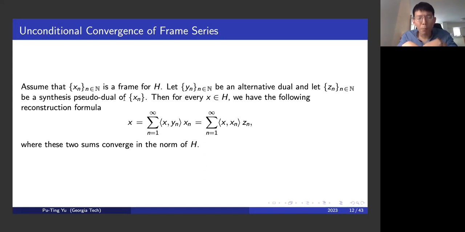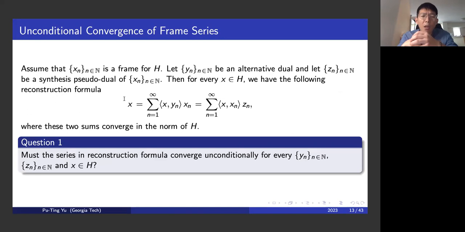So that means when we permute the order of xn, we may lose some of these nice sequences yn and zn. So of course, we want to see if there exist some frames such that this reconstruction formula converges unconditionally for every alternative dual and every synthesis pseudo-dual and every x in H. And we briefly mentioned that this is not possible for every frame. So let me first give a counterexample to the following question. Must the series in the reconstruction formula converge unconditionally for every yn and zn and x in H?